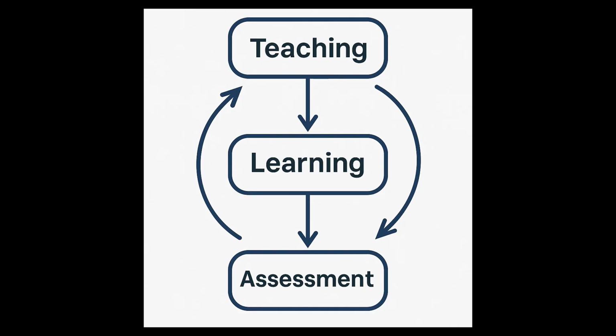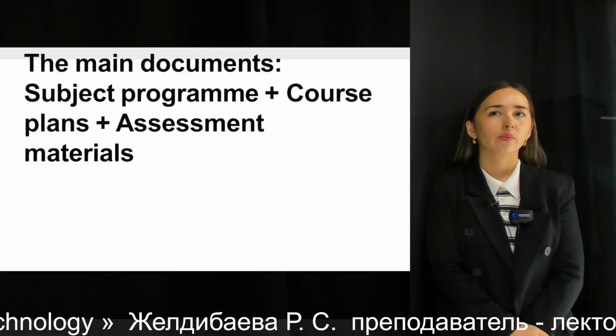What makes this relationship truly dynamic is that it's cyclical. After assessment, teachers adjust their teaching strategies, students engage in new learning experiences, and the process continues in a loop of ongoing development. This cycle promotes educational quality, consistency, and responsiveness. So the relationship between teaching, learning, and assessment is a continuous and interactive process.